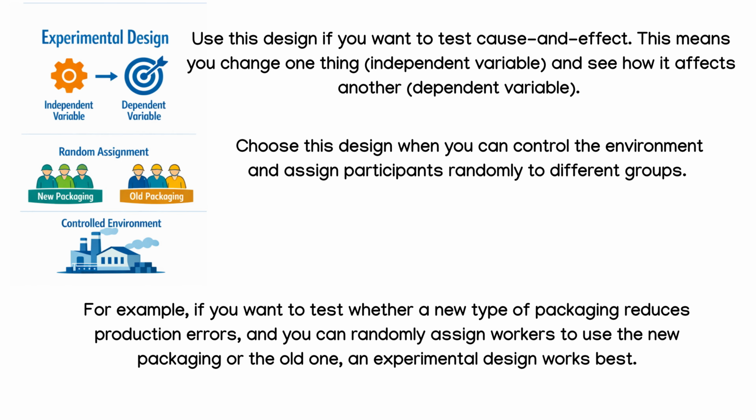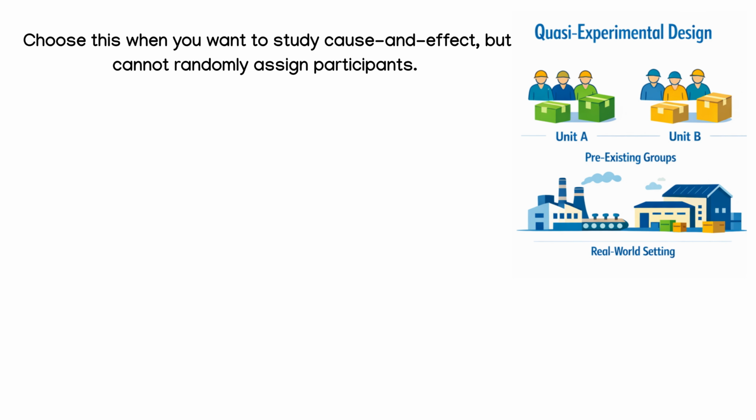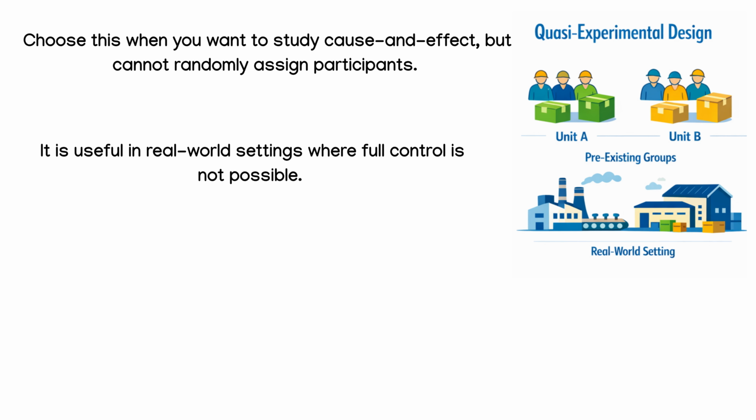For example, if you want to test whether a new type of packaging reduces production errors, and you can randomly assign workers to use the new packaging or the old one, an experimental design works best. Quasi-experimental design. Choose this when you want to study cause and effect, but cannot randomly assign participants. It is useful in real-world settings where full control is not possible.